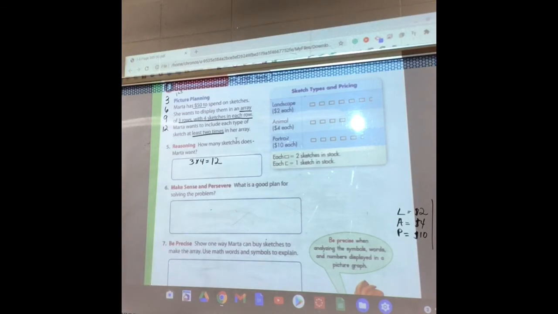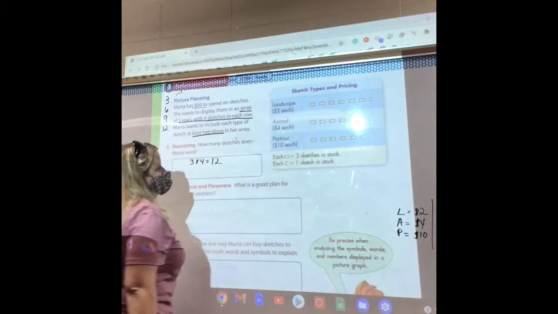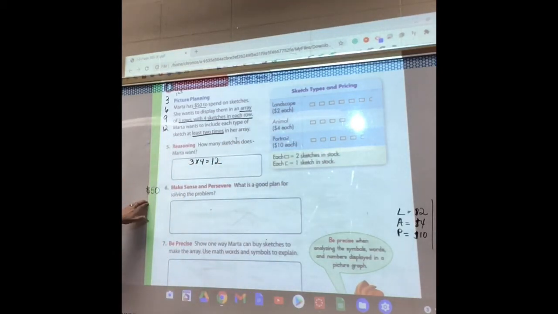Then the next question says, make sense and persevere. What's a good plan for solving this problem? Well, we know that Martha has $50 to spend, right? So I got my $50 here. And we know that we need at least 2 of each. So we're going to use a combination of these types to reach $50.